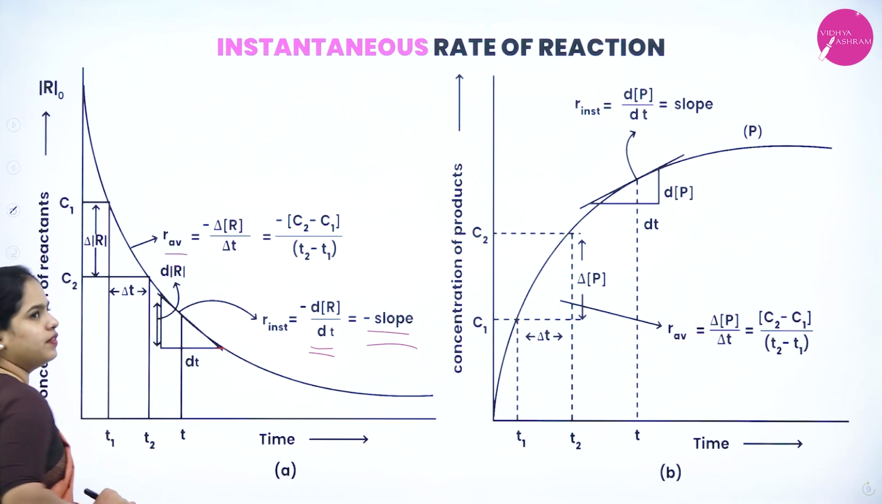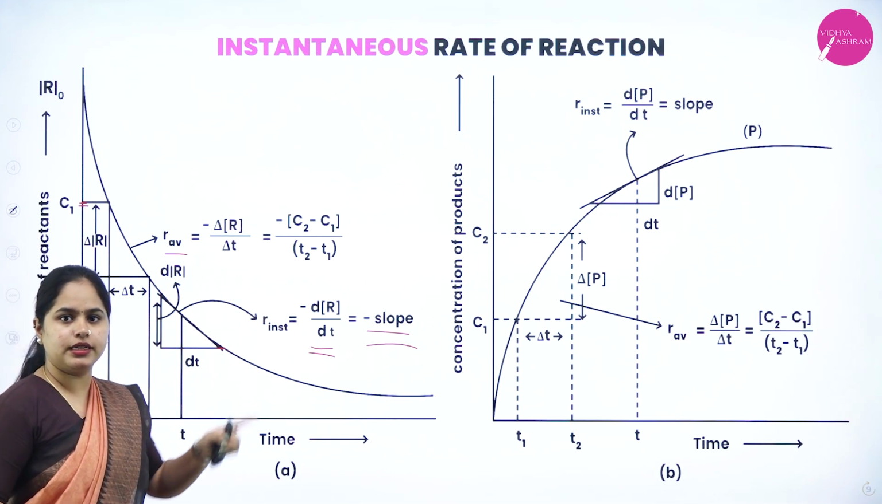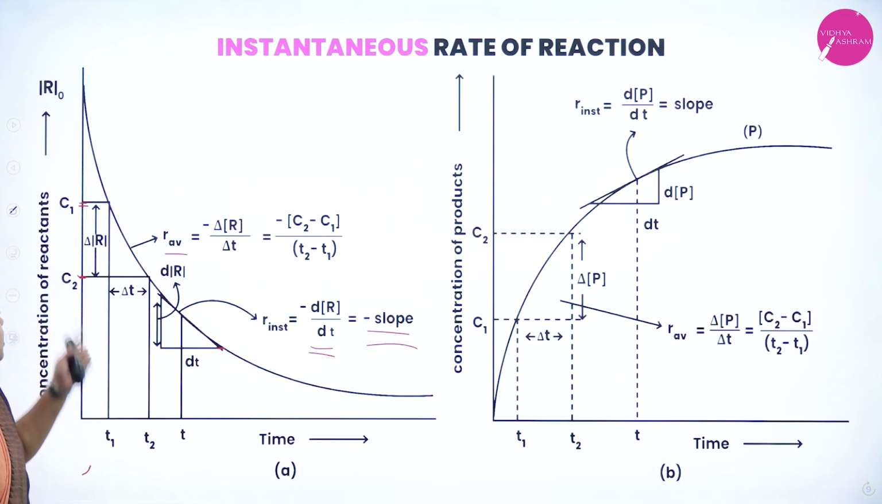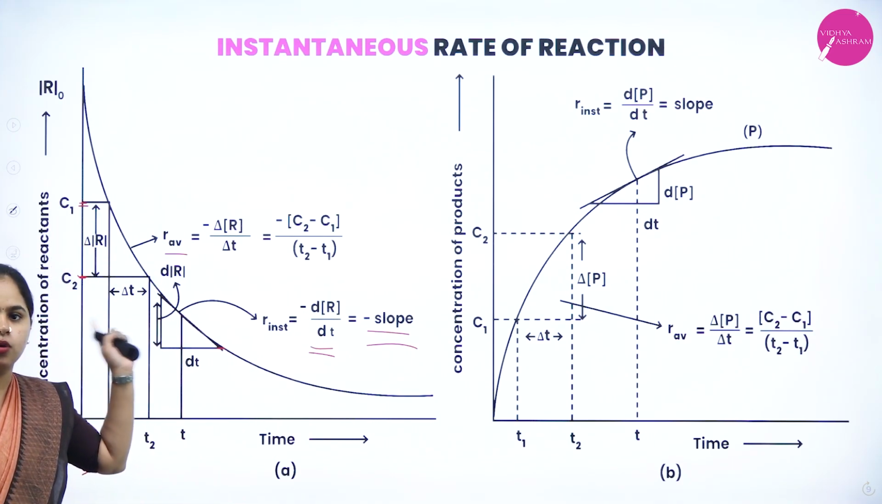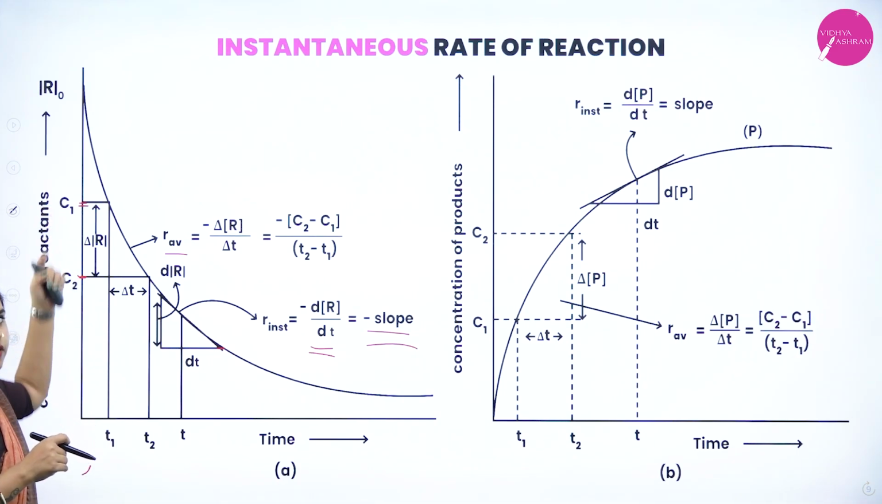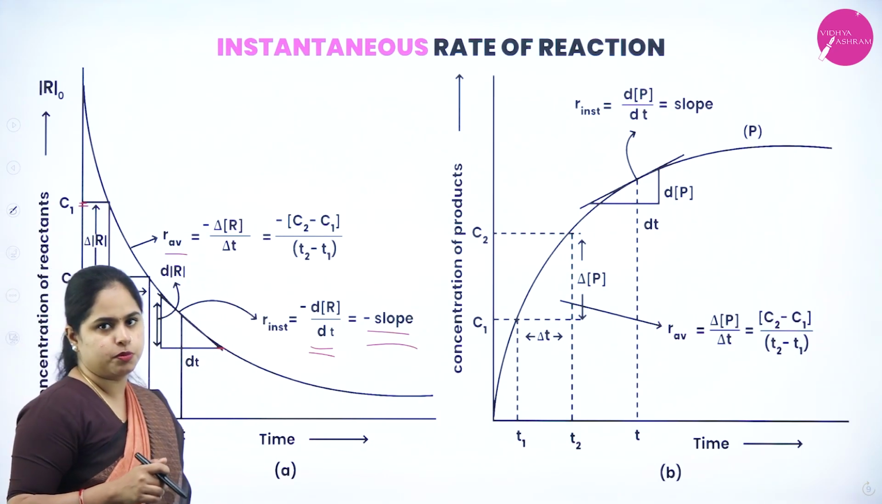Now moving on to the average rate. So let's consider concentration C2 and concentration C1. So how do you calculate? Minus delta R by delta t will be C2 minus C1 divided by t2 minus t1. Okay, so this is at two times, at t1 and t2. At t2 the concentration is C2, at t1 it is C1. So that is how you can calculate using this particular equation.